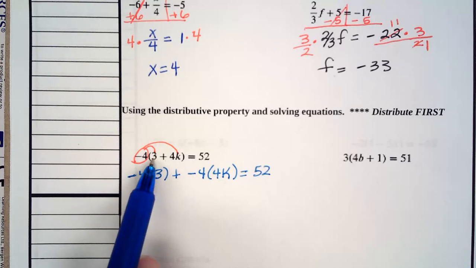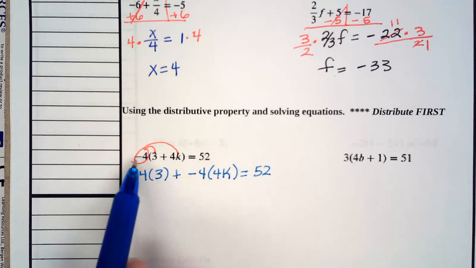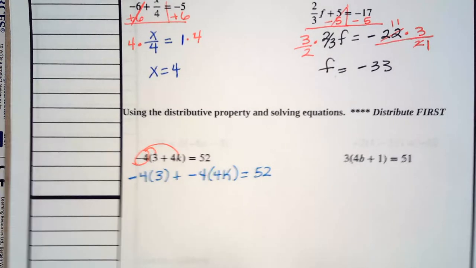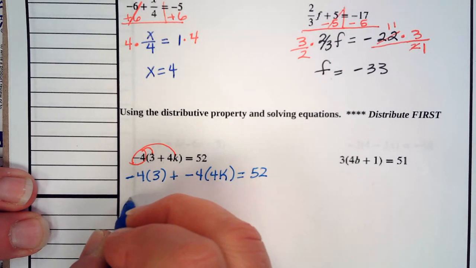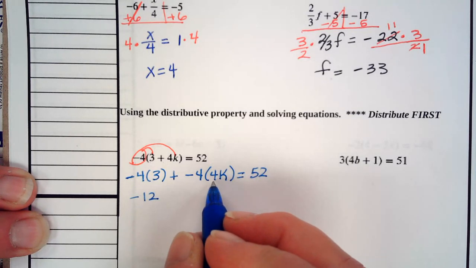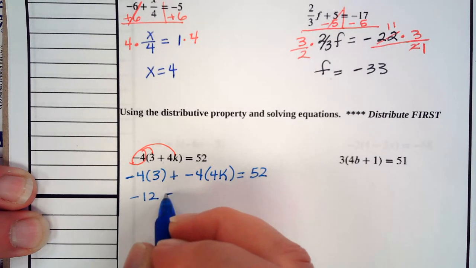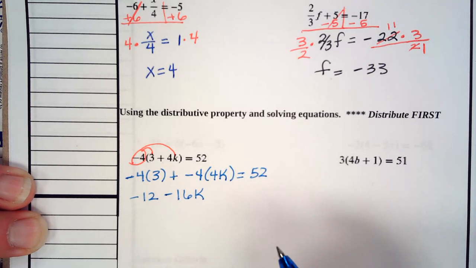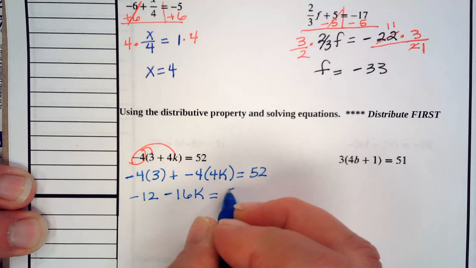This is what distributing means. You multiply everything inside your parentheses by what is outside. Negative 4 times 3 is negative 12. Negative 4 times 4k is negative 16k. Or you could put plus negative 16k. Either way works. Is equal to 52.